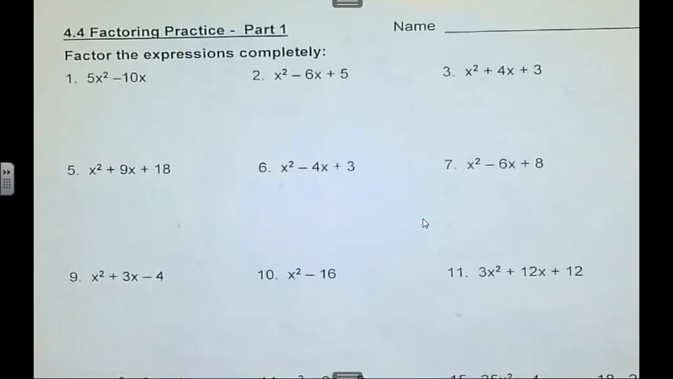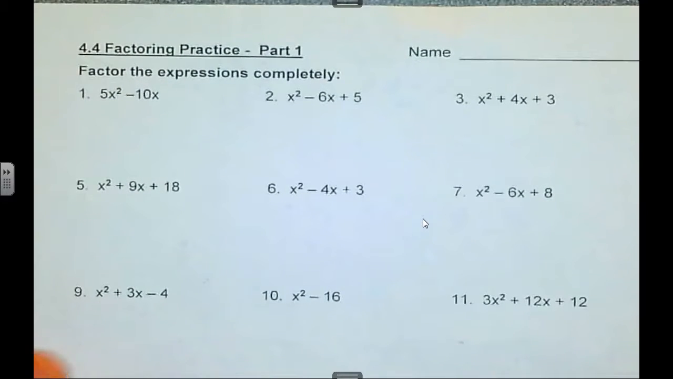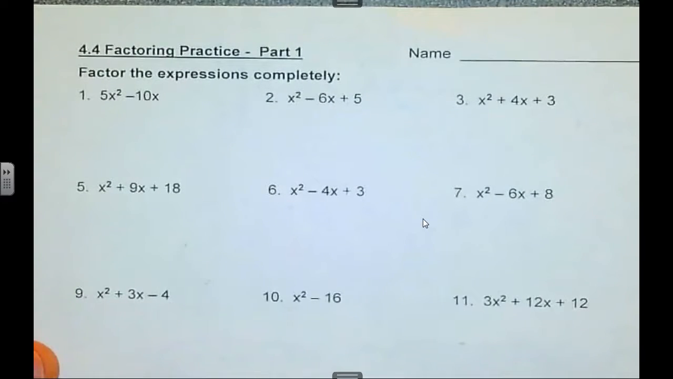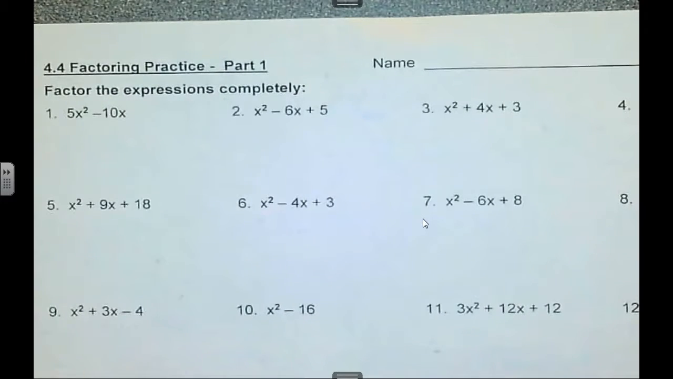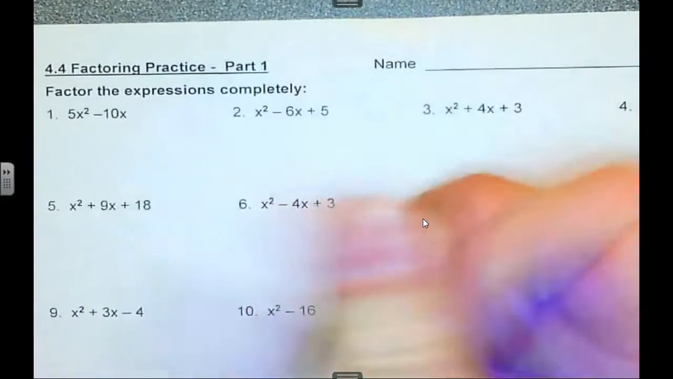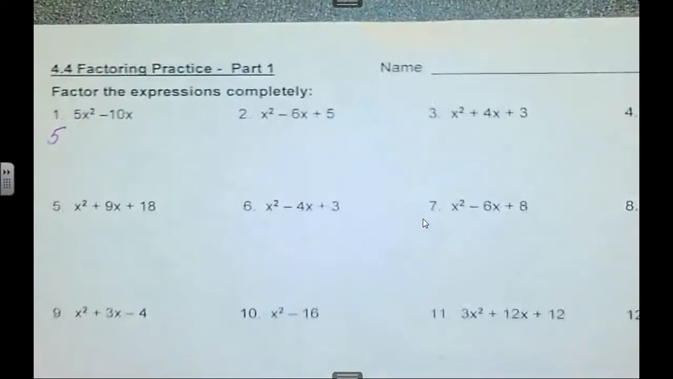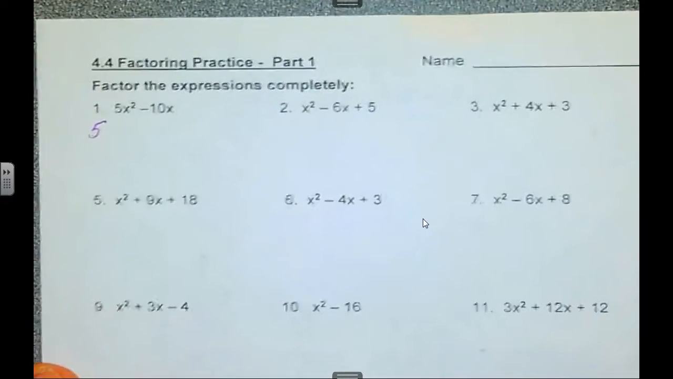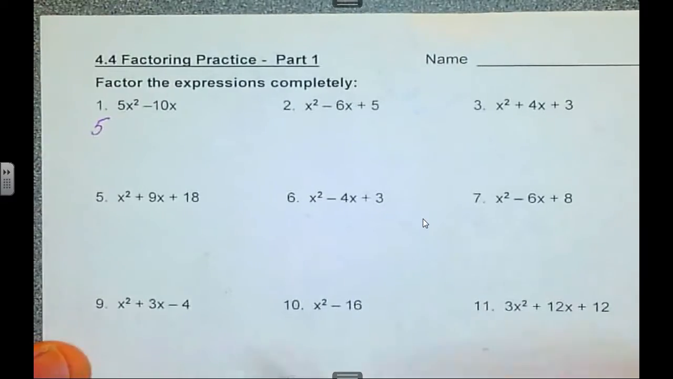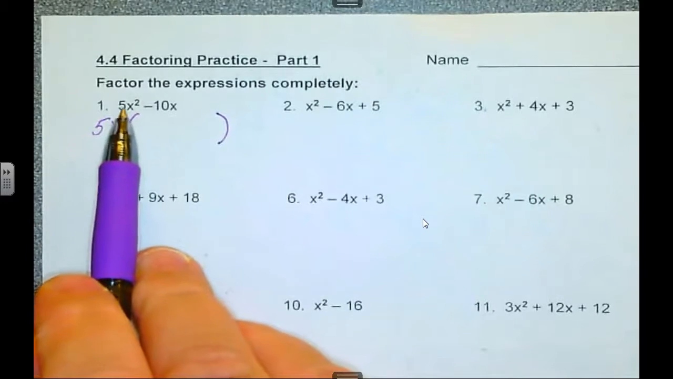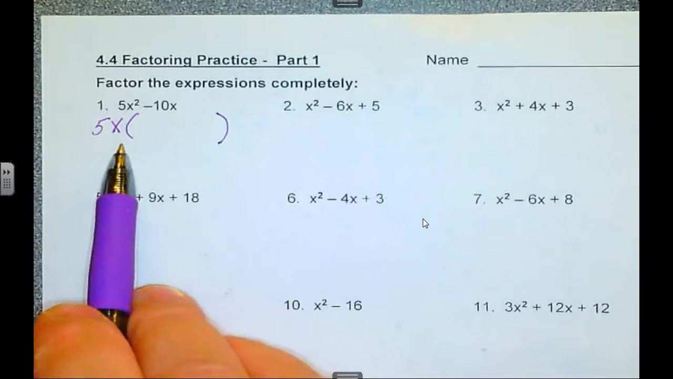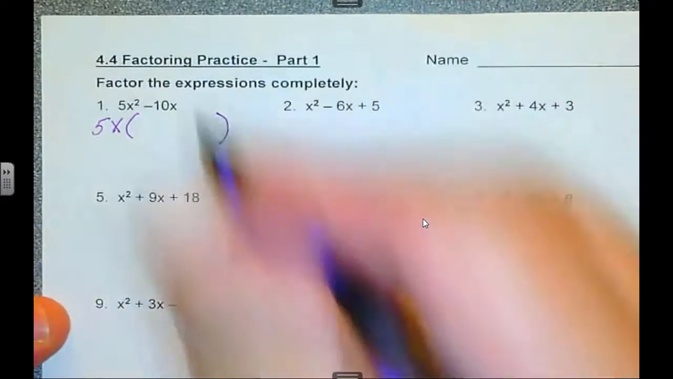All right, number 1. First of all, are there any factors I can take out? I can take out a 5. Anything else? I can take out a 5 out of each one. Can I take anything else out of each term? The x. What's 5x squared divided by 5x? What do I have left? x.